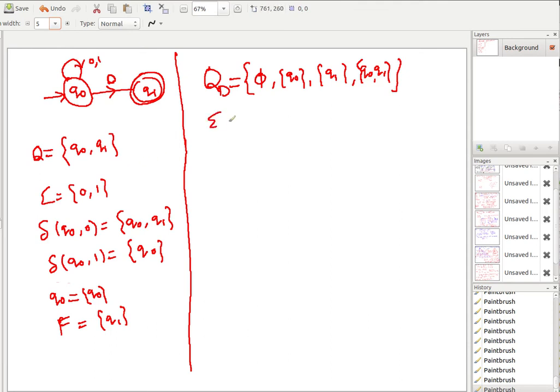What will be the sigma? Sigma will still be the same, 0 1. What will be the delta? Now if I have to define delta for all of them, I think it will be good to have a transition table for that.